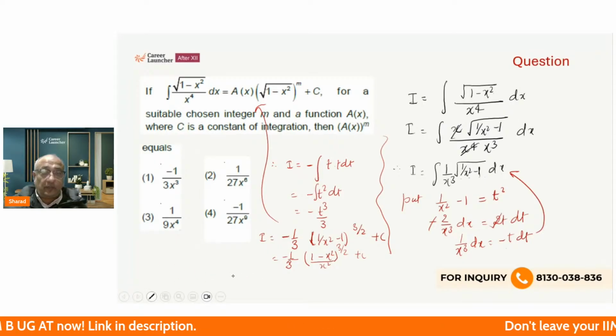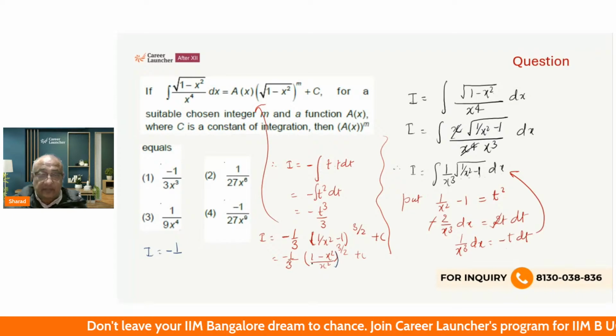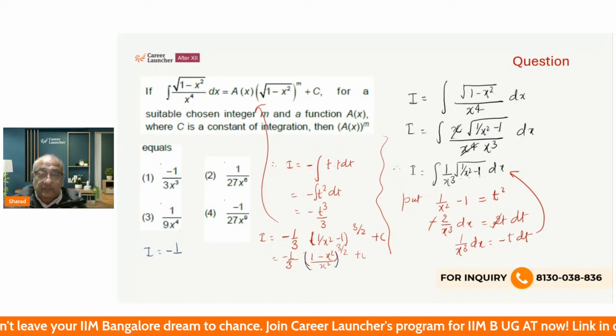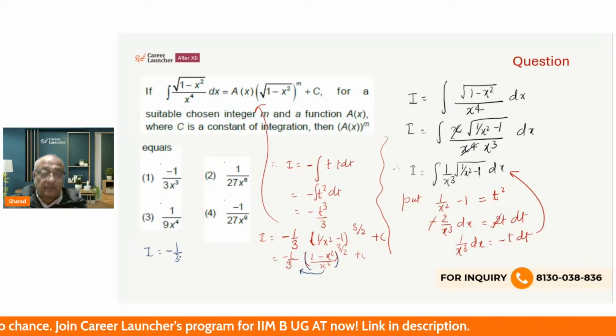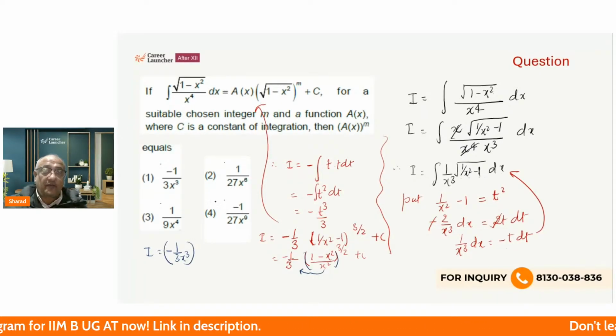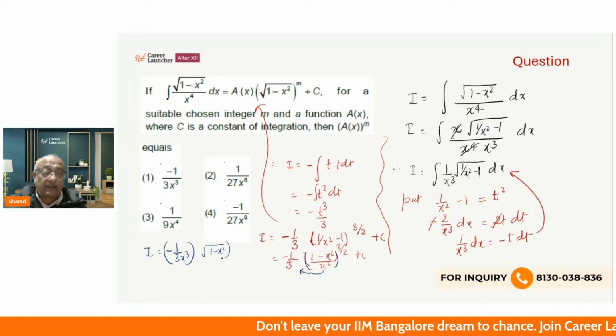Let me use a blue color pen and finally write the answer as I is equal to minus 1 by 3. This entire thing is raised to the power 3. So when x square comes out of this bracket, this will become 3x cube. So this is my A of x. And we have over here under root 1 minus x square raised to the power 3.